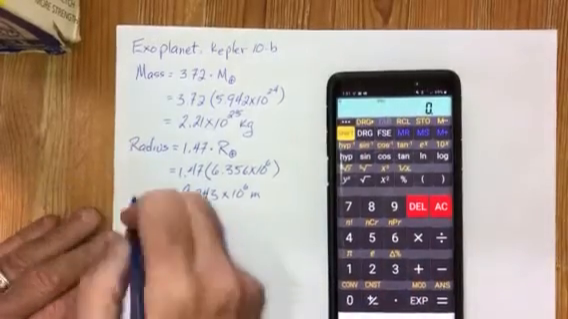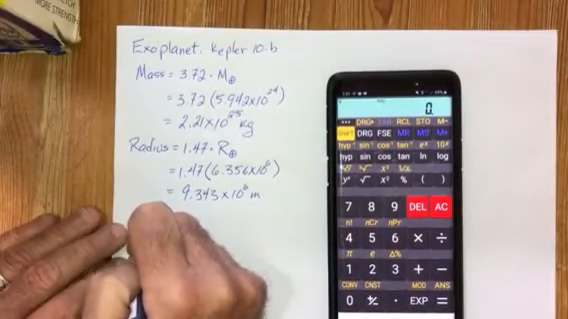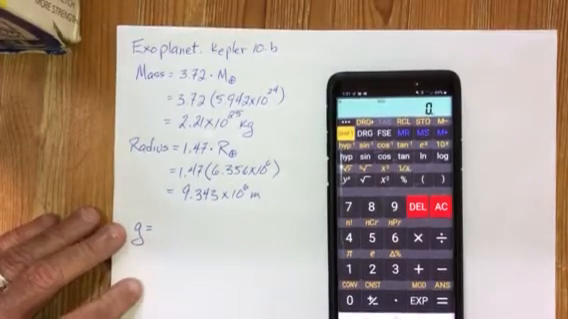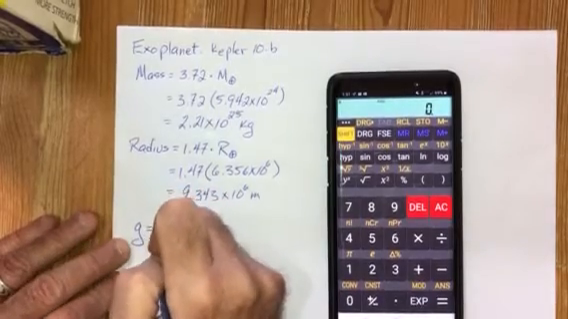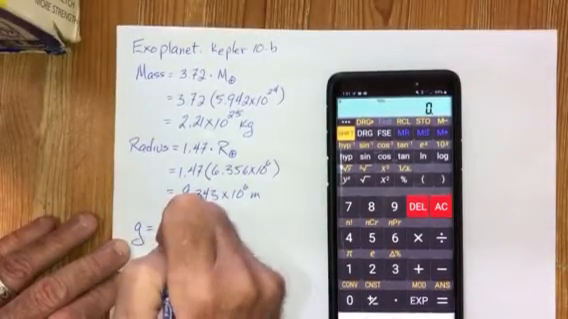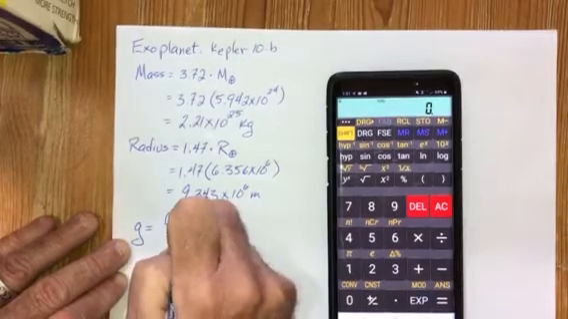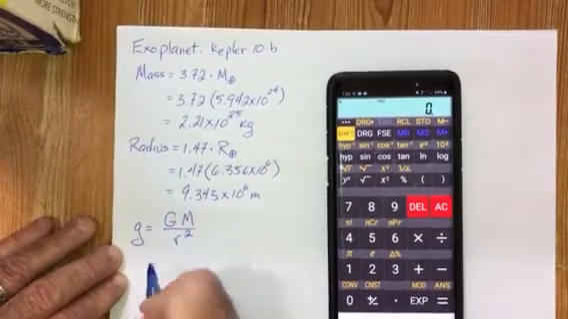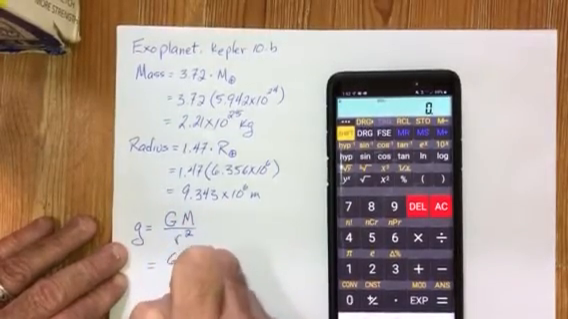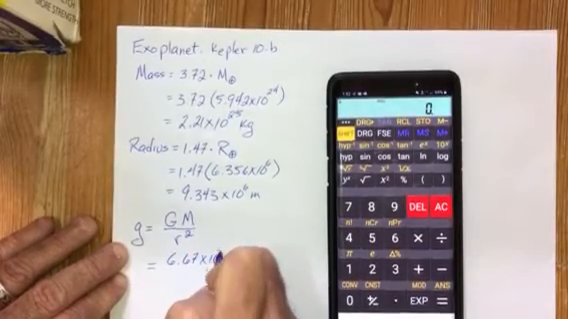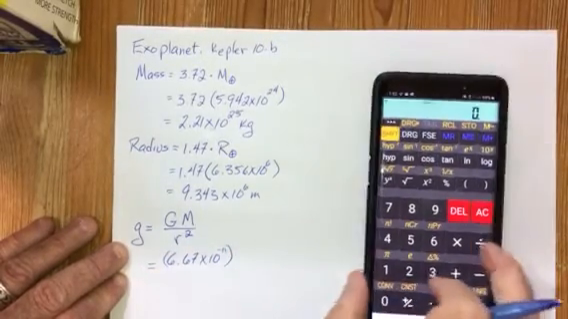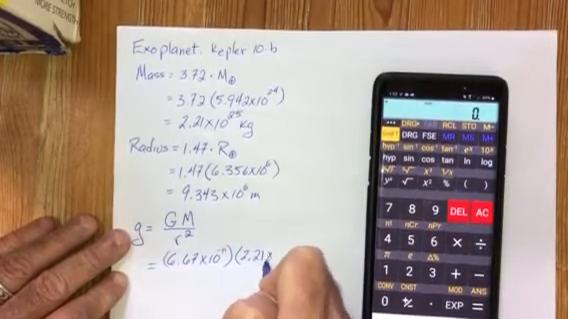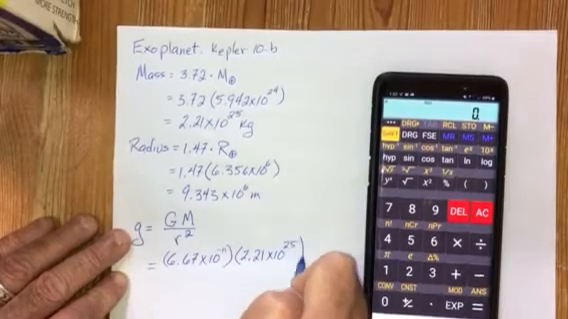Okay, so we've got the mass and the radius. So let's calculate the acceleration due to gravity on this exoplanet, on the surface of the exoplanet. The acceleration due to gravity equation was lowercase g, the acceleration due to gravity, is capital G times the mass of the planet divided by the square of the radius. So we know capital G is 6.67 times 10 to the negative 11. And we just calculated that the mass of this exoplanet is 2.21 times 10 to the 25th kilograms.